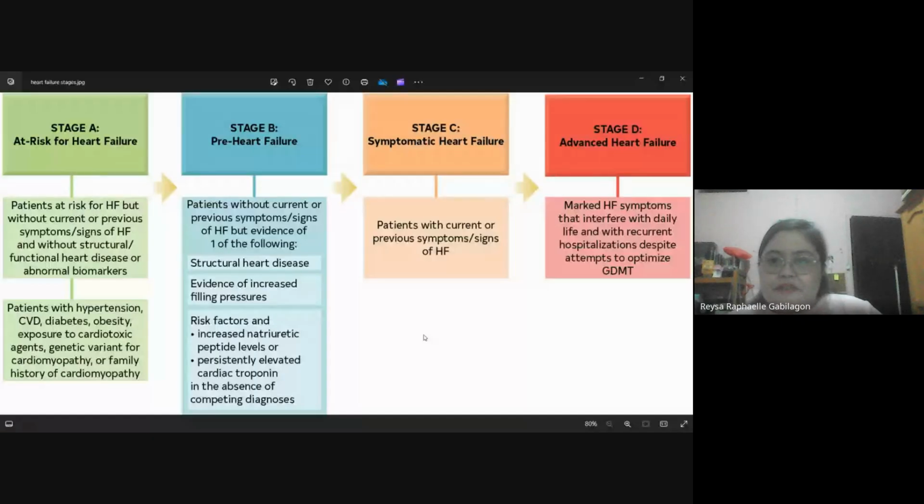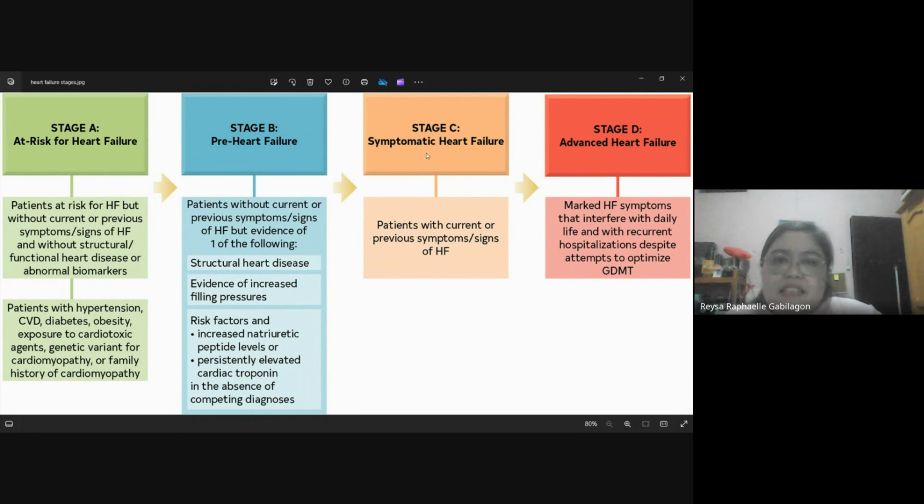Okay, before we move on to the algorithm, let's have a little review on the stages of heart failure. So when the patient is classified as stage A, the patient is at risk of having heart failure. Okay? So there are no structural changes yet in the heart, but the patient may have conditions that would most likely cause heart failure. So just like if they have diabetes or the patient is obese, the patient may be at risk of heart failure. In stage B, there will be structural heart disease already. So there may be possible signs and symptoms of heart failure. So there are changes already, especially in the heart. The heart may have enlargement.